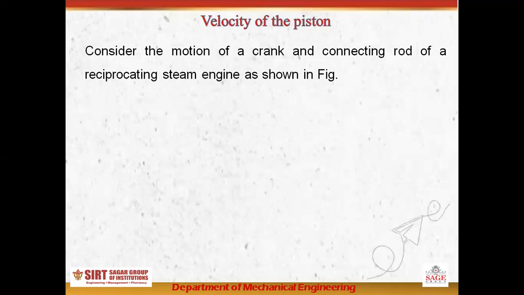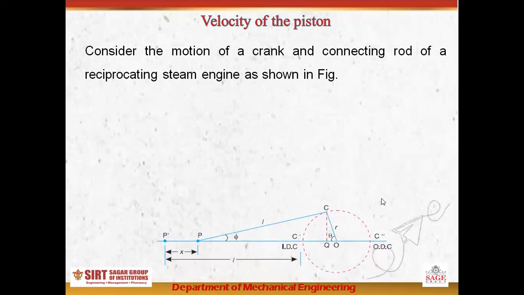Now we consider the motion of a crank and connecting rod of a reciprocating steam engine as shown in the figure. Here you can see this is the crank, this one is the connecting rod, and here is the piston, which is represented by point P. The motion of the piston from P to P dash, this distance traveled, is called displacement. This is represented by small x.